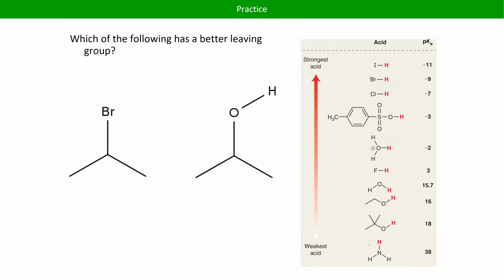So with that in mind, which of these has the better leaving group? The bromine is a better leaving group. It's higher up on our chart here. Bromide is stable on its own. Hydroxide is not very stable on its own, so it's all the way down here.